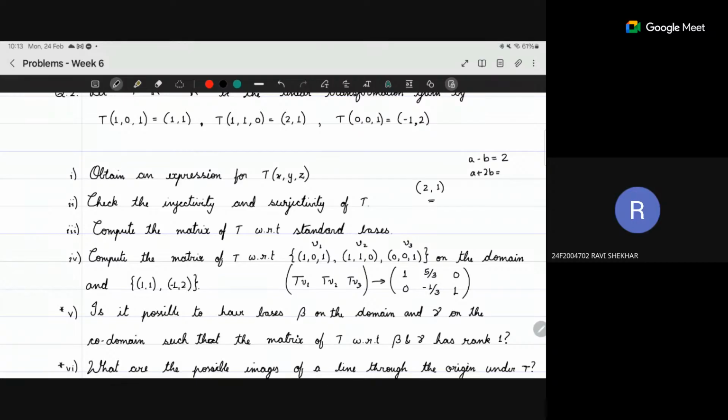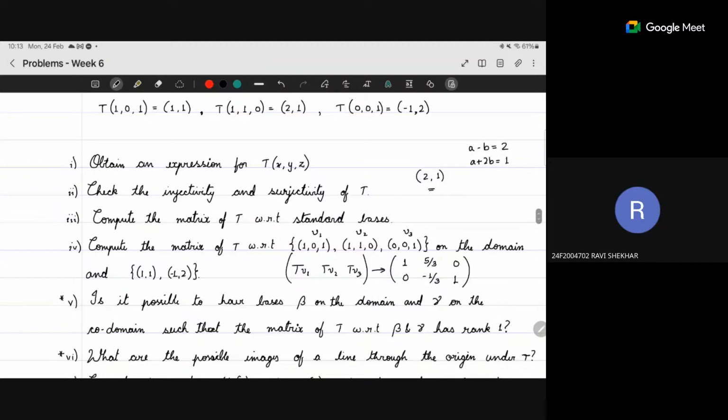A plus 2B is what? A plus 2B is 1. Yeah, 3B will be minus 1. So yeah, that's good. So this is the matrix of that transformation.